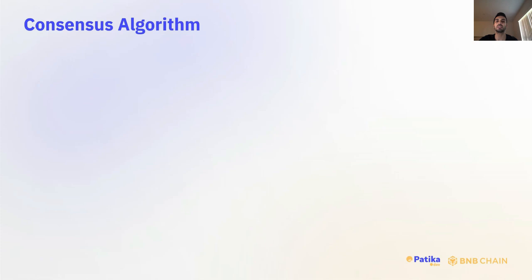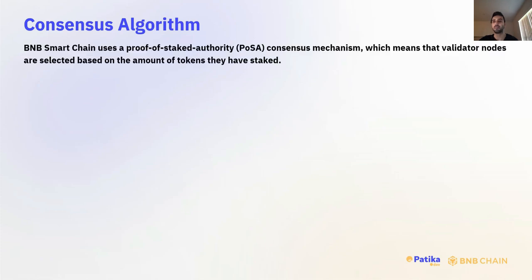So what's the consensus algorithm? BNB Smart Chain uses a proof-of-staked-authority consensus mechanism, which means that validator nodes are selected based on the amount of tokens they have staked. In a traditional proof-of-stake system, validators stake their cryptocurrency to become a validator and earn rewards. However, in a proof-of-authority system, only a few selected validators are allowed to participate in the staking process.